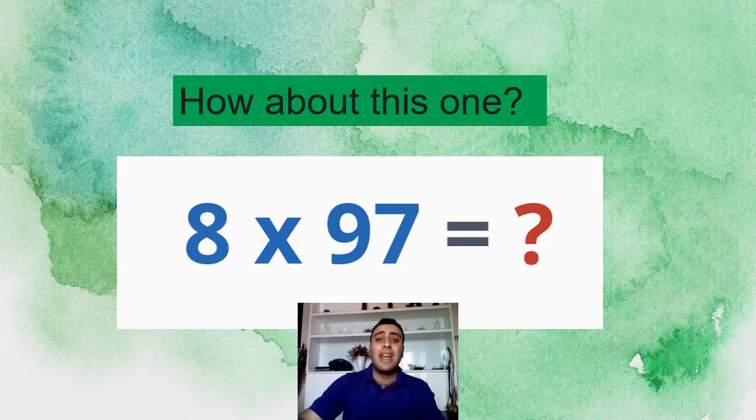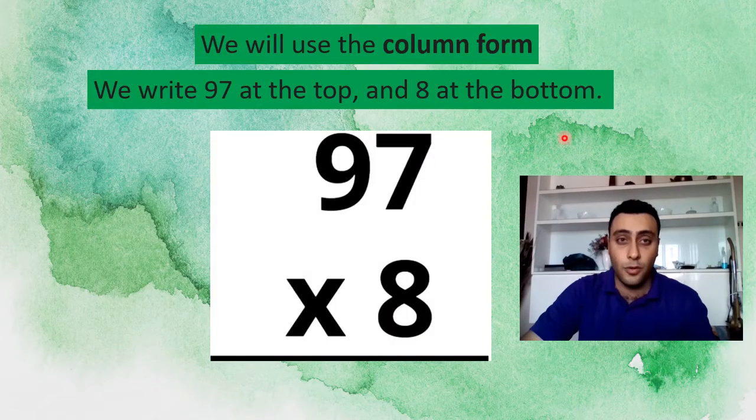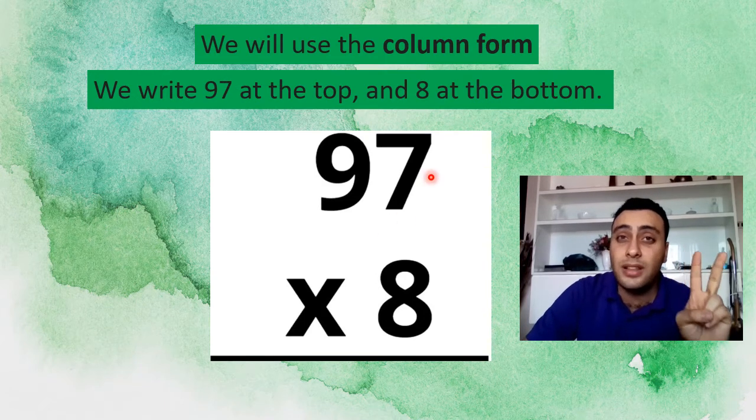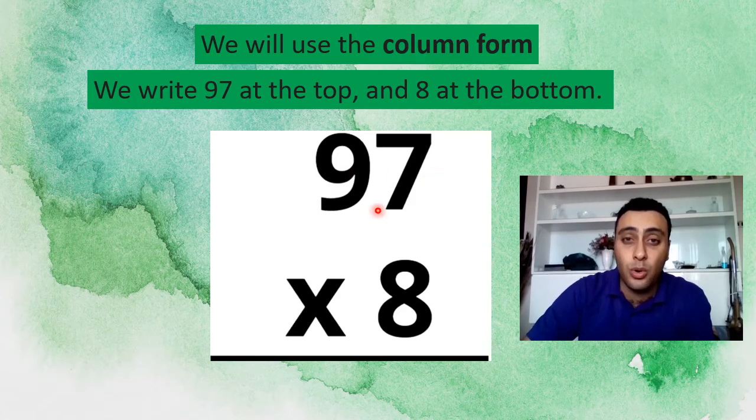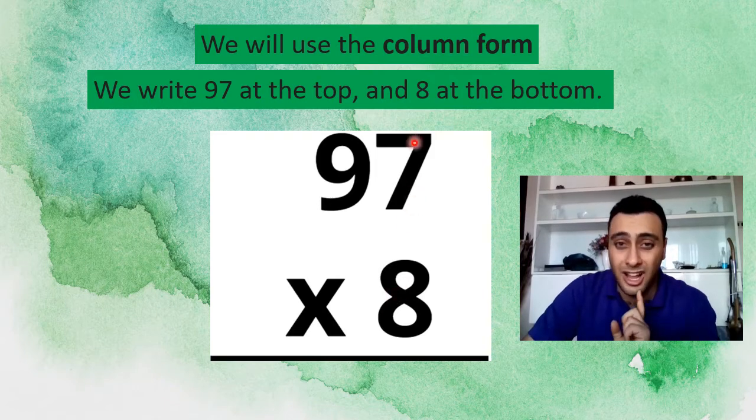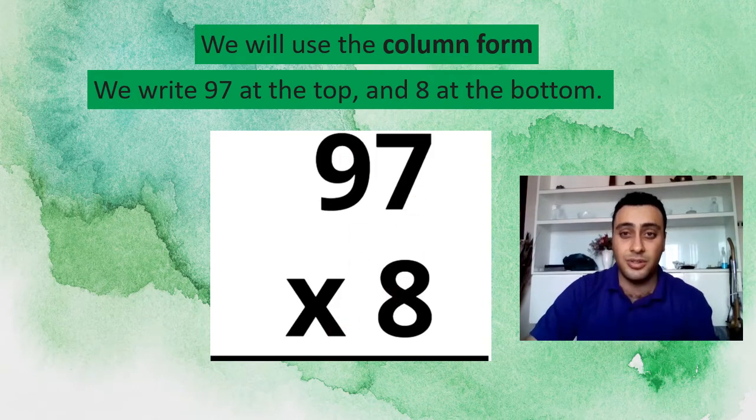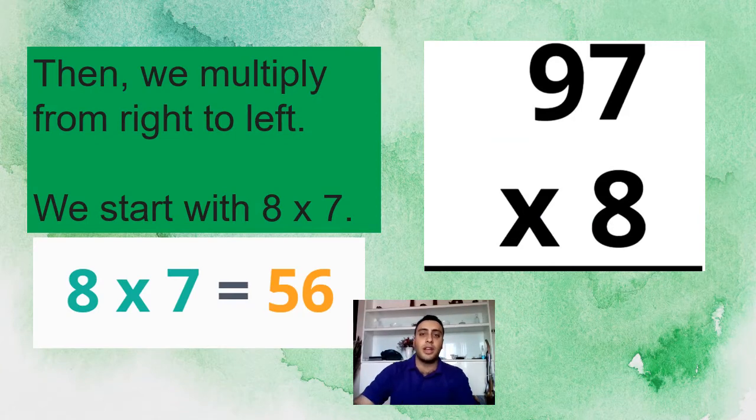How about this one? 8 times 97. Oh my God, this is too hard. No problem. We write it in column form. Look at here. We write the 97 on the top. Remember, you write the number with the most digits on the top. 97 has more digits than 8. So 97 times 8. Remember, align, okay?